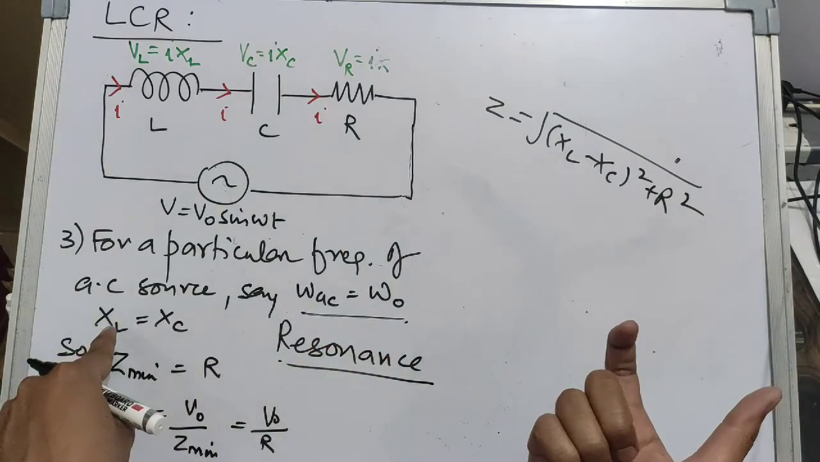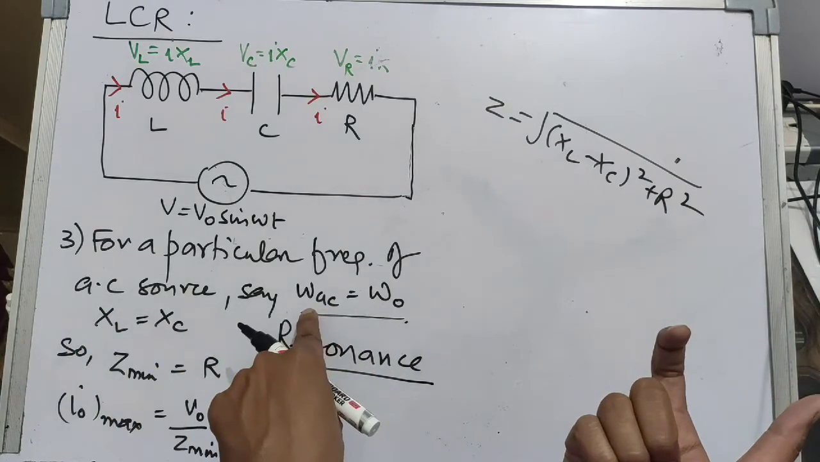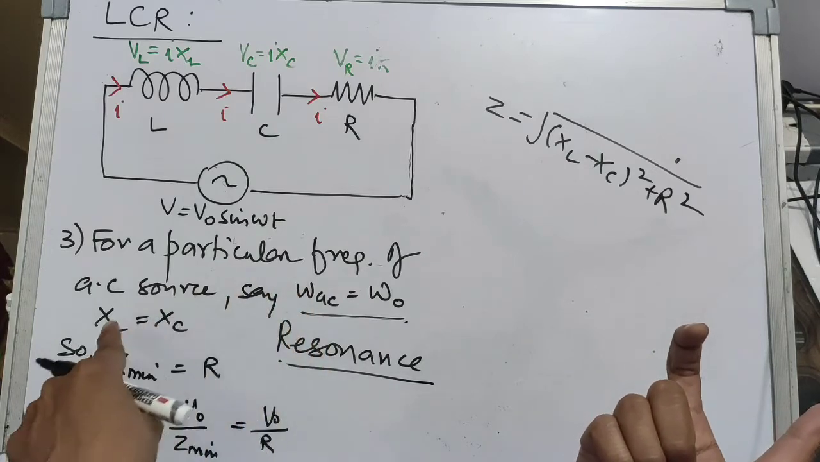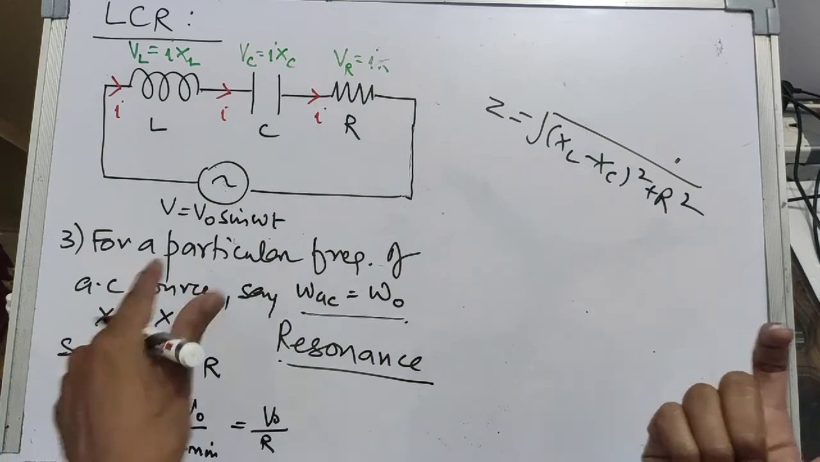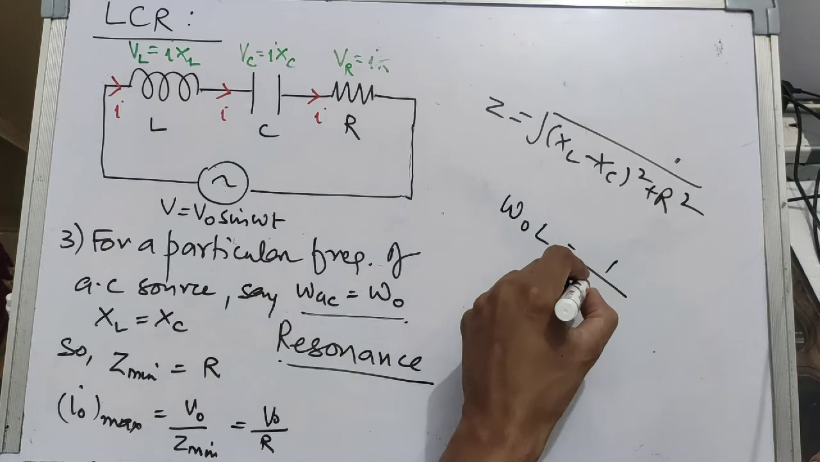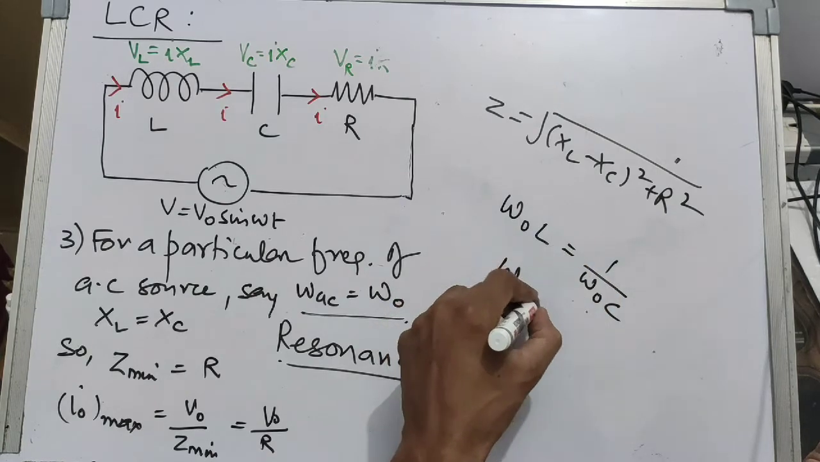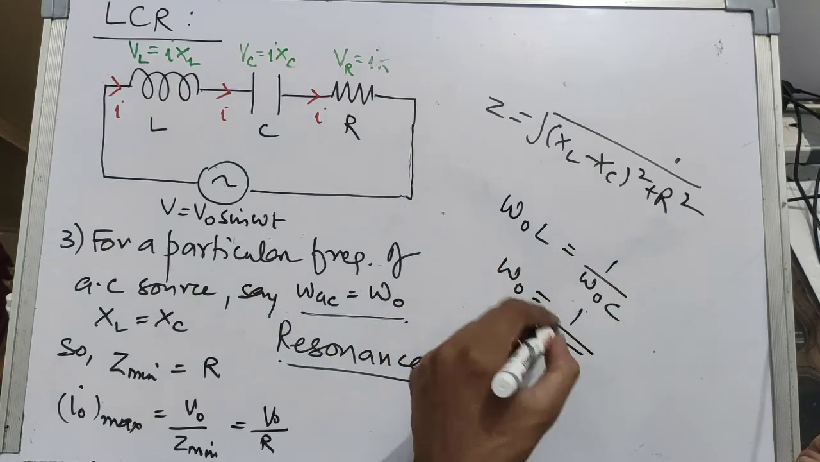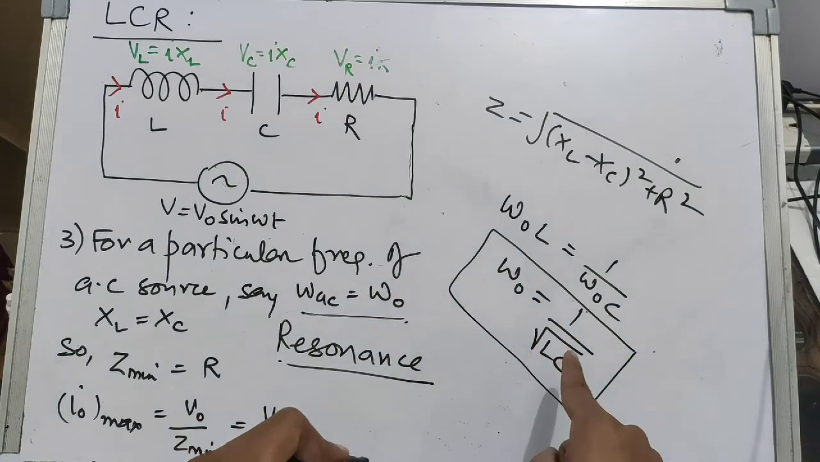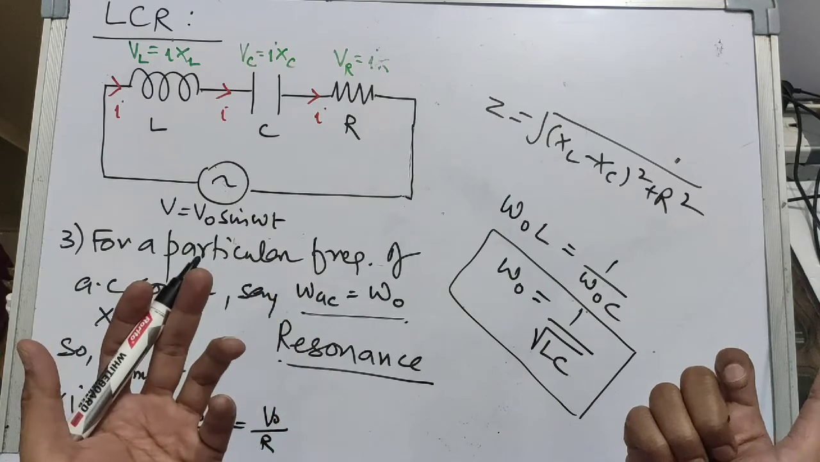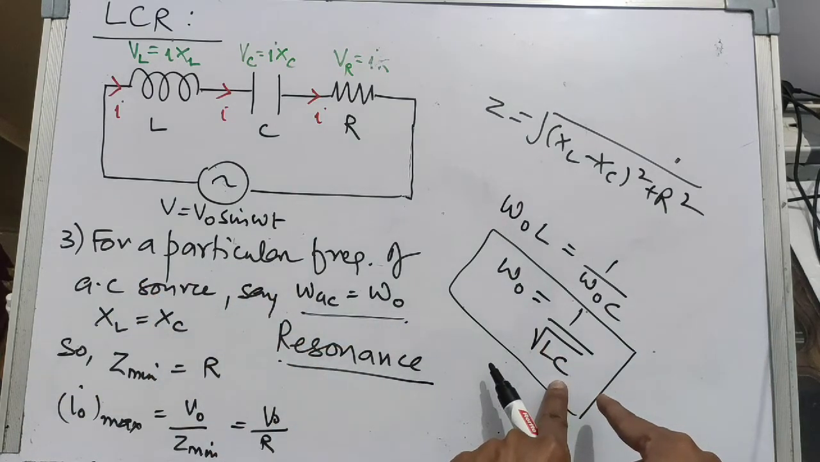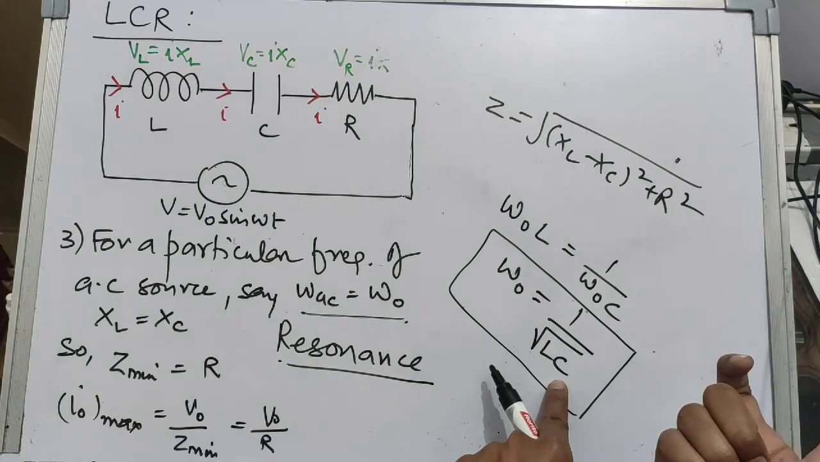And you know very well that we can find this value of the frequency of the AC source, where XL becomes equal to XC, very easily. What is XL? That becomes omega naught L. And XC becomes 1 by omega naught C. So from here, omega naught is 1 by root LC. We did this earlier in the LC circuit, and this is called the natural frequency of the LC circuit.